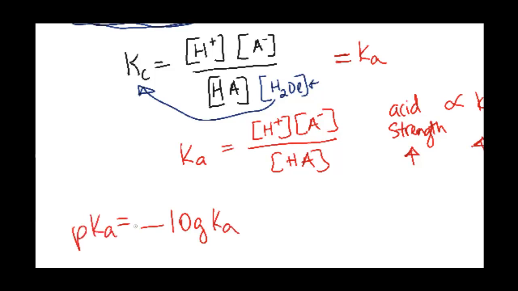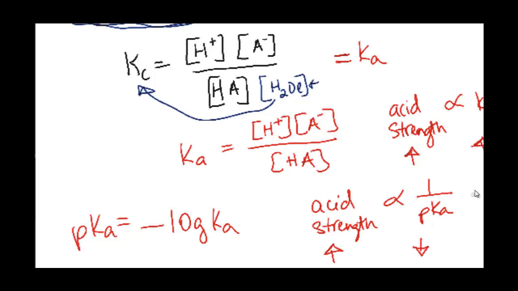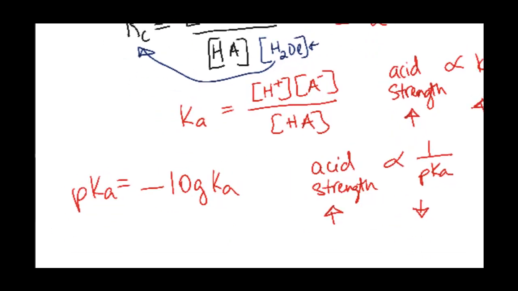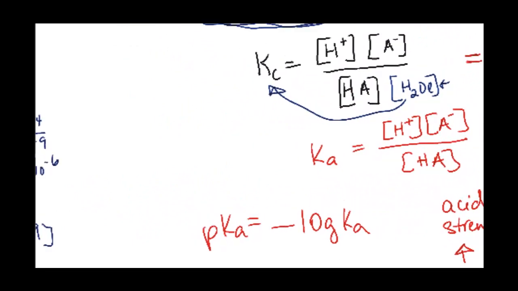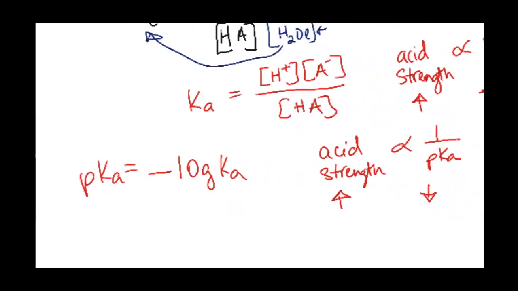It's also an index, but these are inversely proportional. So acid strength is proportional to the inverse of the pKa. So that means as one goes up, the other one will go down, and vice versa. Okay? So you should also know that pKa plus pKb should add up to 14 at 25 degrees Celsius.